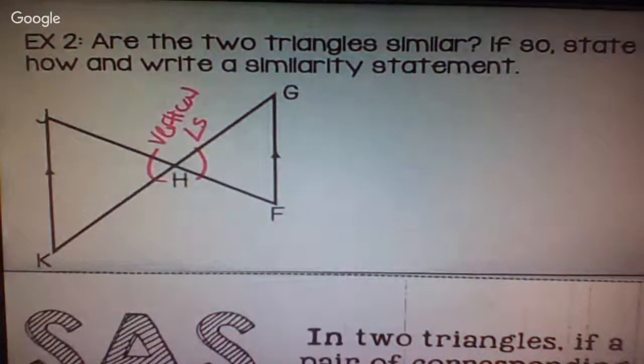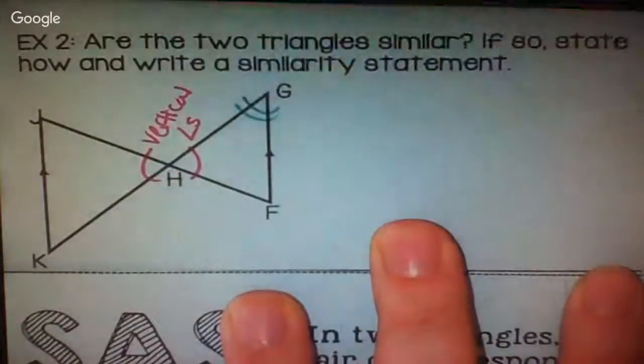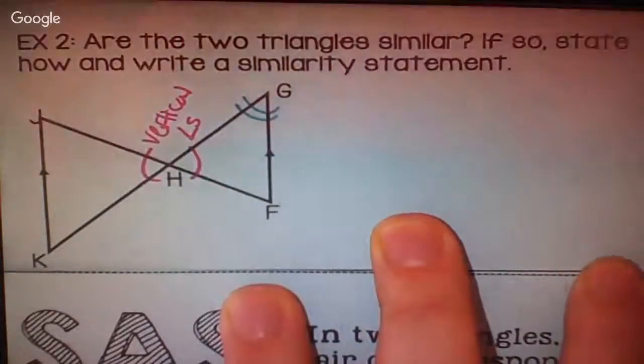What else do I have? F, G, H, intersection J, K, L, H. You said F, G, H. So this one, yes. And the other one at the bottom. Okay, down here. Yes.